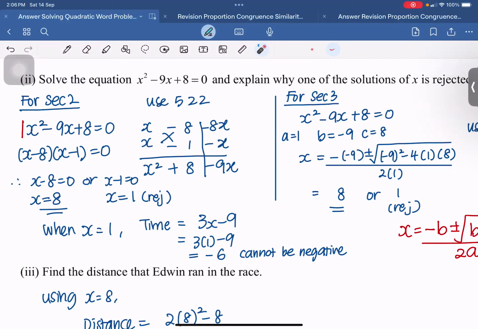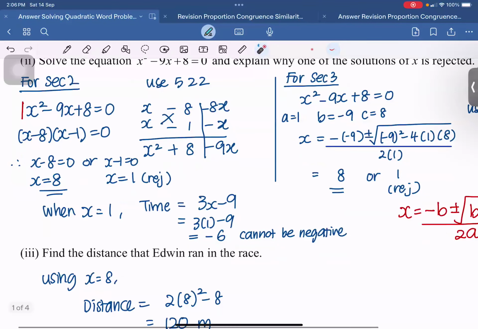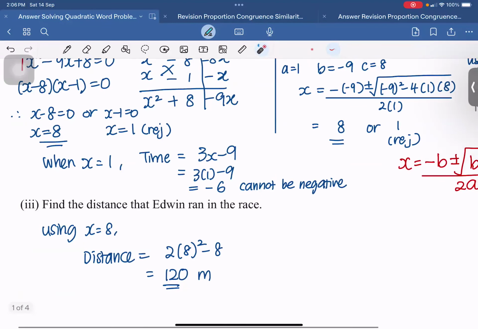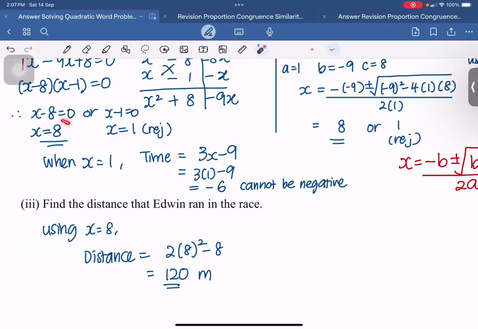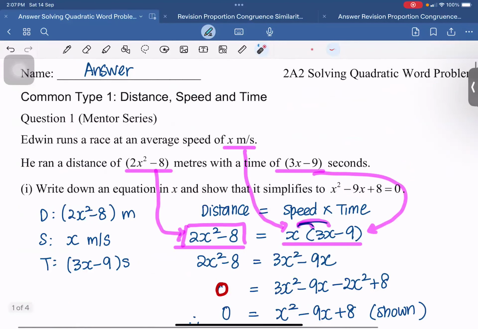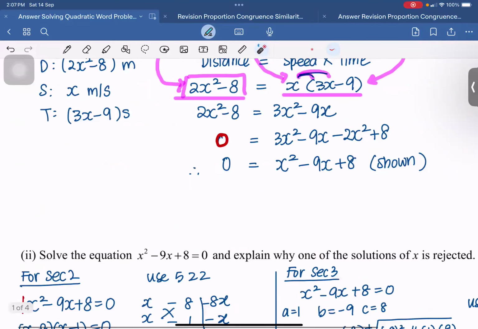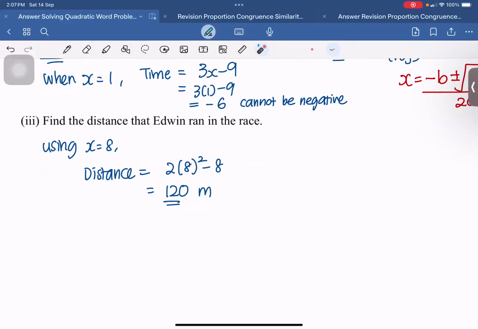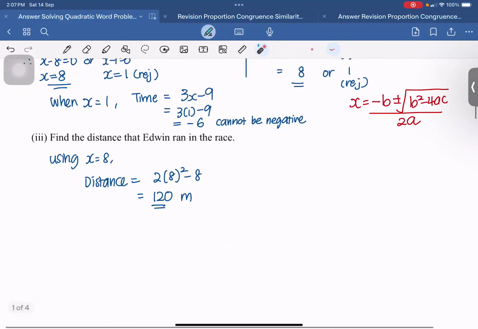Okay, good. The rest, you're done with writing the formula already, right? Okay, good. Then I continue. The question says, find the distance that Edwin ran in the race. Now you have your x equals 8, right? You're going to plug in the number 8 to find the distance. The question says distance is 2x squared minus 8. So 2 times 8 squared minus 8 is 120. This question shouldn't be too much of a problem, so I should not waste too much time. Next question.